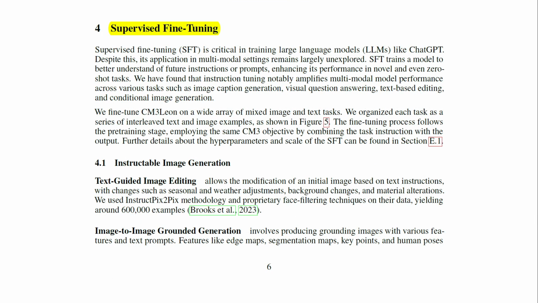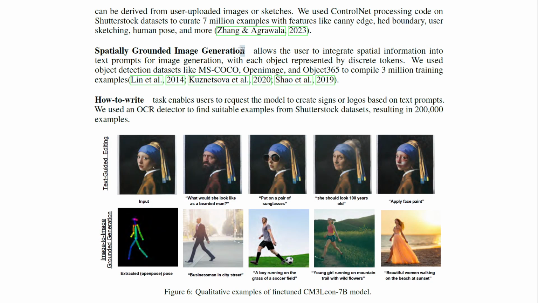Supervised fine-tuning, or SFT, is crucial for enhancing the performance of large language models. CM3 Leon benefits from fine-tuning across various mixed image and text tasks. These include text-guided image editing, image-to-image grounded generation, spatially grounded image generation, and how-to-write tasks, where users can request the model to create signs or logos based on text prompts.